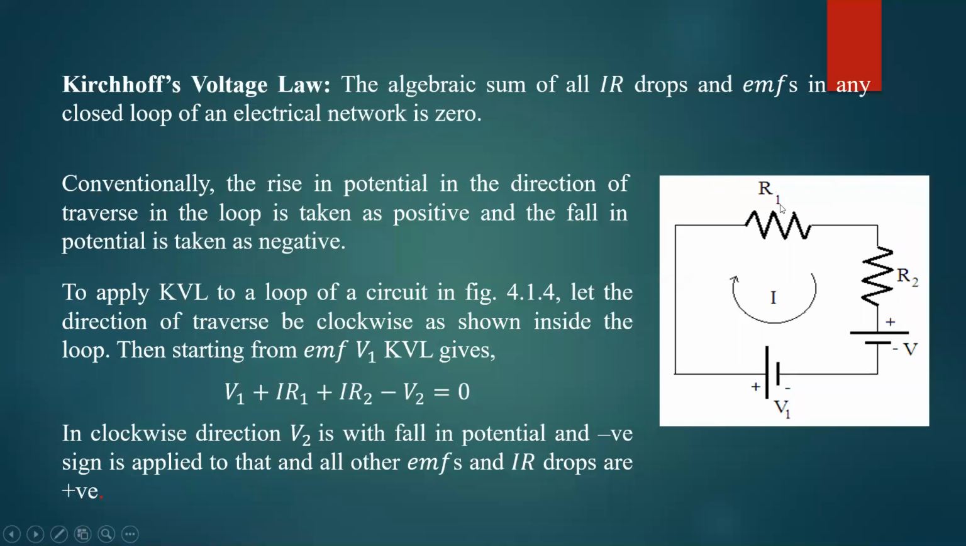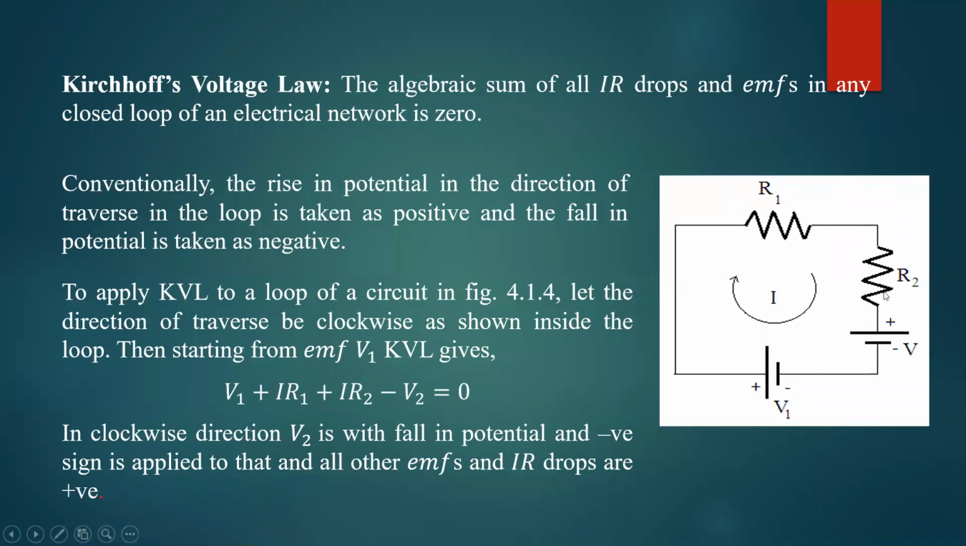Next, go to this R1. So IR drop we have to take. We have assumed that the current flowing through the circuit is I. So what is the IR drop here? It is I into R1, and there is a rise in potential in this direction. Current is flowing in this particular direction. That's why there is a rise in potential. Okay, so that's why IR1 is positive. You have to take the sum of IR drops and EMFs.